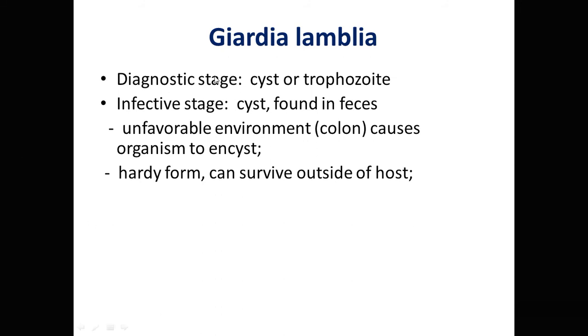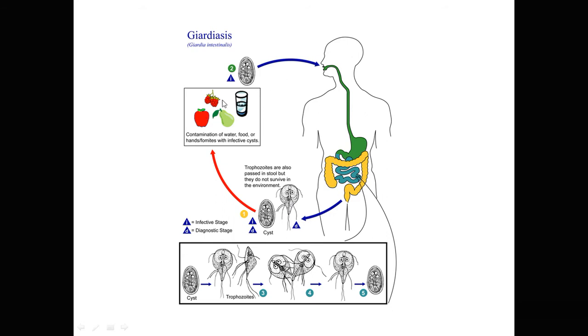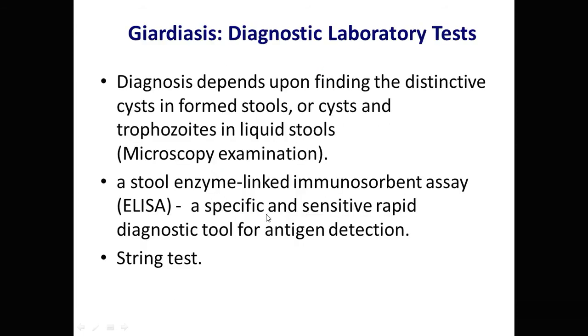So, the diagnostic stage is either cyst or trophozoites that are released with feces. The infective stage is the cyst. It is found in feces, but when there's diarrhea, trophozoites can also be found. And in the colon, the cysts are formed, and they are quite resistant to unfavorable conditions. So this is the cycle. We consume Giardia lamblia, it goes to the small intestine, forms trophozoites, and while passing through the GI tract, it again turns into the cyst and is released with the feces and contaminates the environment.